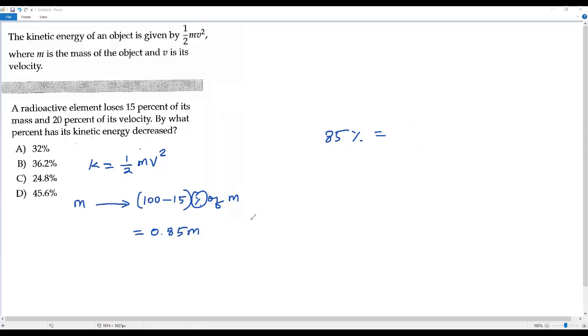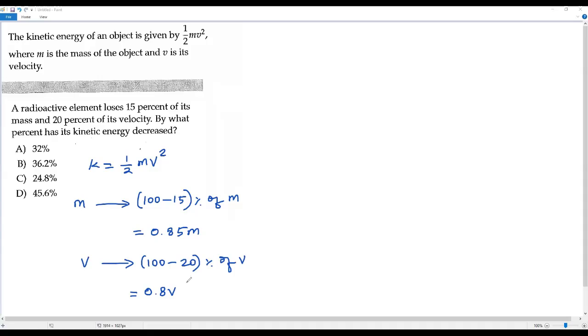Okay, now there is one more change. That is, the same radioactive element loses 20% of its velocity. So V becomes 100 minus 20% of V. 100 minus 20 is 80, so 80% of V. 80% can be converted to decimal. It will be 0.80, or simply 0.8 times V.